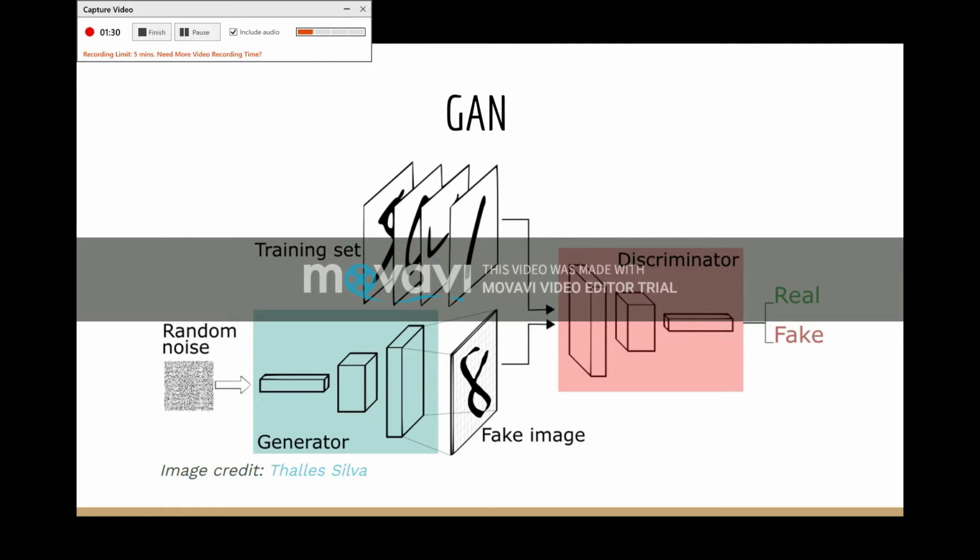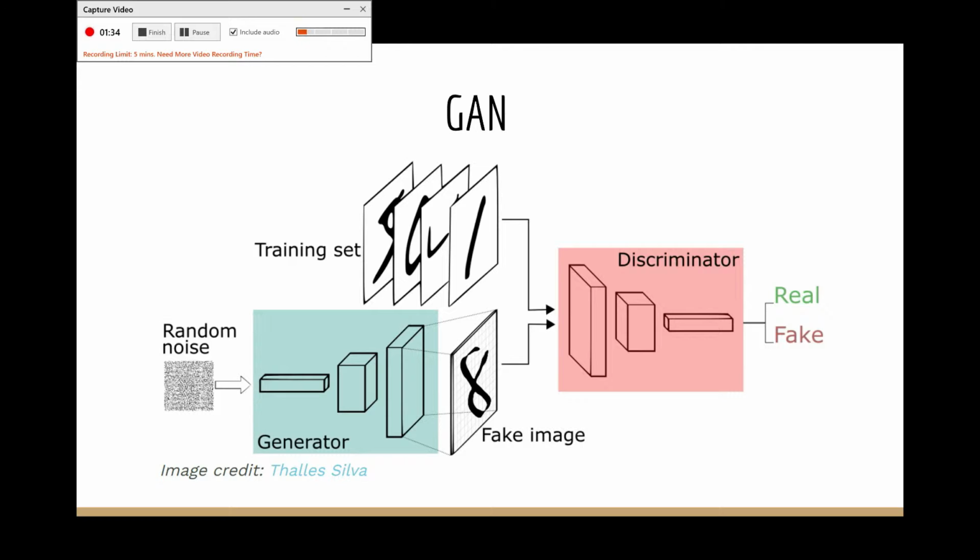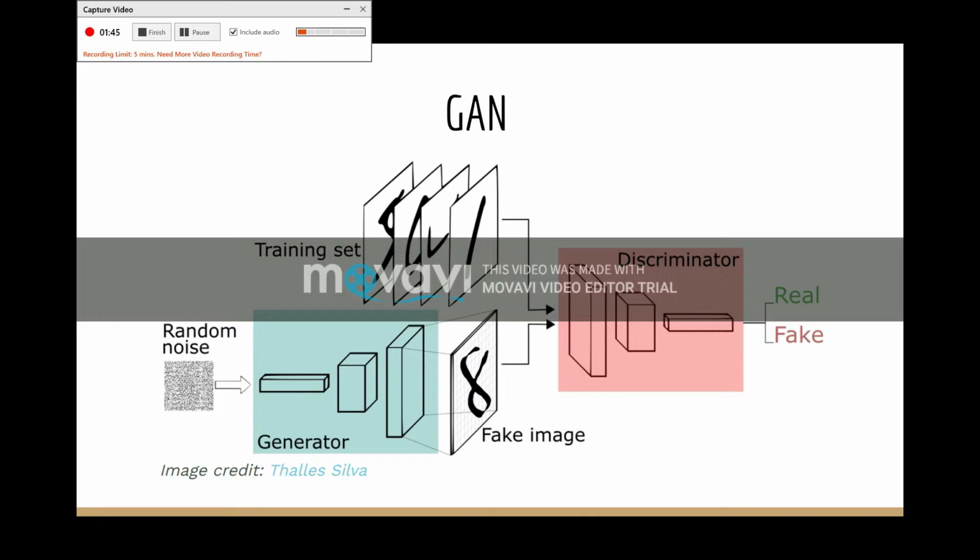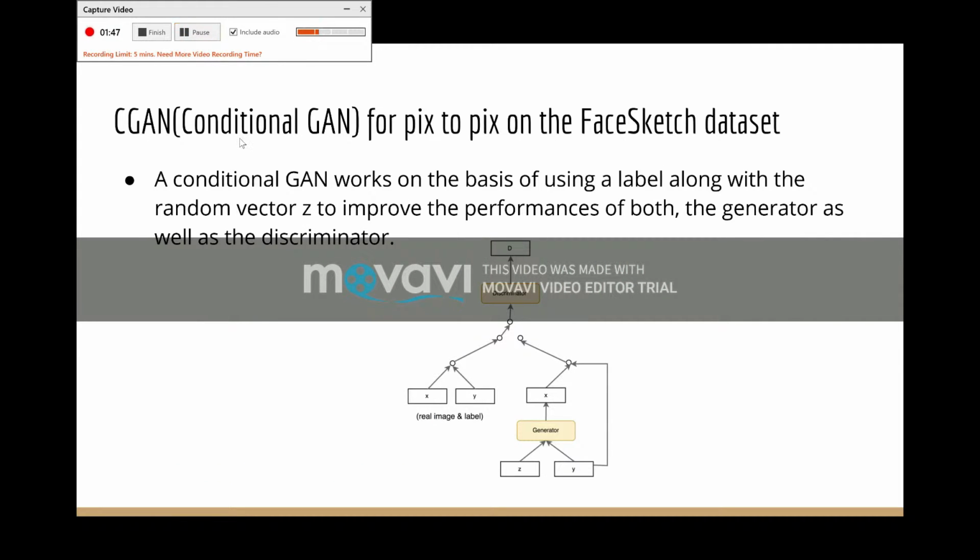First we'll start with the generative adversarial network, which consists of two parts, a generator and a discriminator. The generator is used to generate real-looking images, and the discriminator is used to identify which images are real and which images are fake.